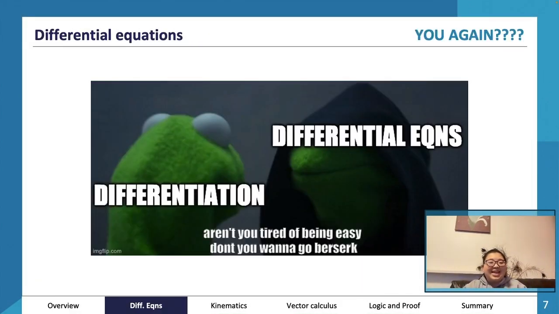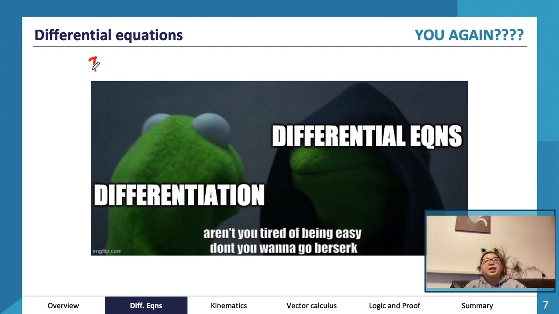Let's jump straight in then. So we'll talk a little bit about differential equations and how they work. The idea of differential equations is that there's not going to be anything particularly new in this topic. The skills that you need for this topic will already be present in your repertoire.